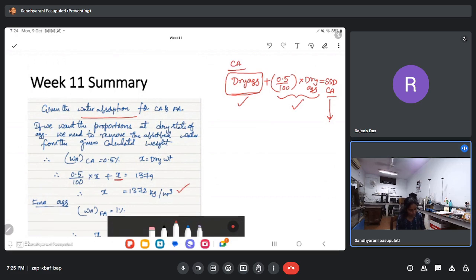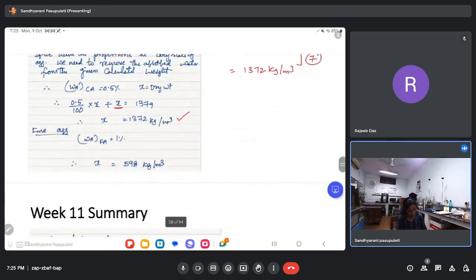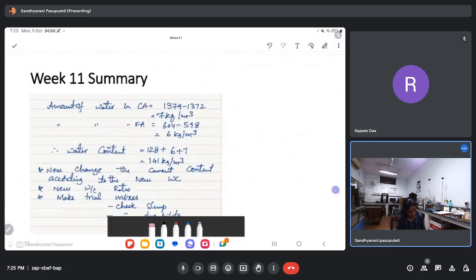So if we calculate 1372, that means till now the value of coarse aggregate equals 1379 kg per meter cube. But in the dry state, it is 1372 kg per meter cube. That means whatever this difference 7 is there, that is actually water. Okay, that means inbuilt there is 7 kgs of water per meter cube. For every meter cube, there is 7 kgs of water. In a similar way, for fine aggregates also, if we calculate, we got that around 6 kgs per meter cube is the water. For coarse aggregate, 7 kgs per meter cube is water.